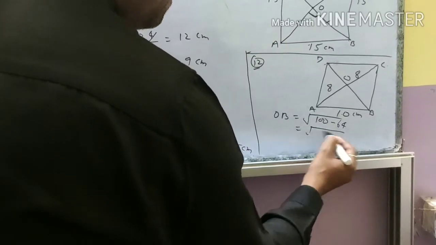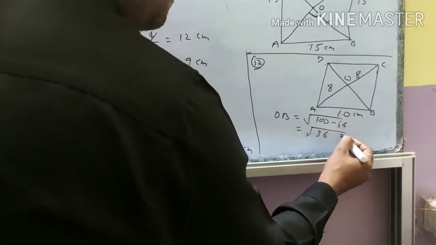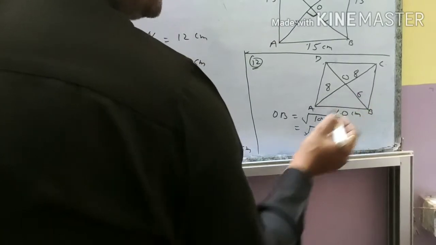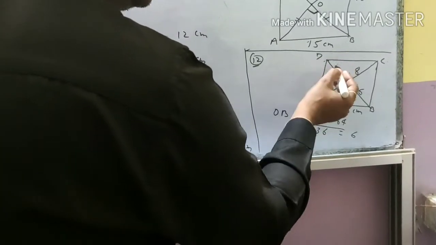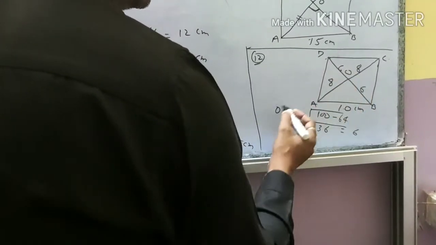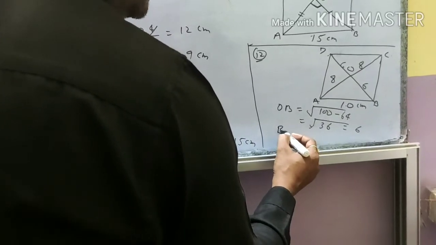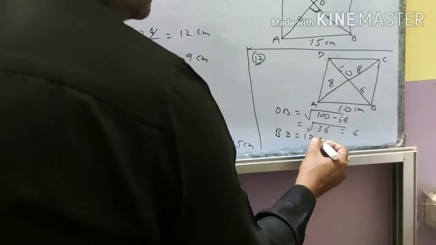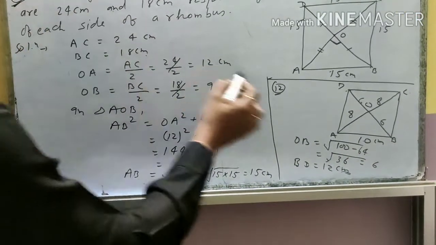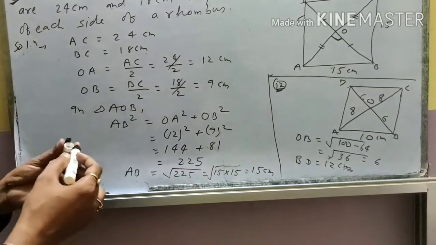So here 36 and the value of OB is equal to 6. That means BD is equal to 6 plus 6, which is equal to 12. So we can calculate here BD is equal to 12 centimeter. Okay students, I hope you will understand question number 12 as well as question number 11 and 12 both.